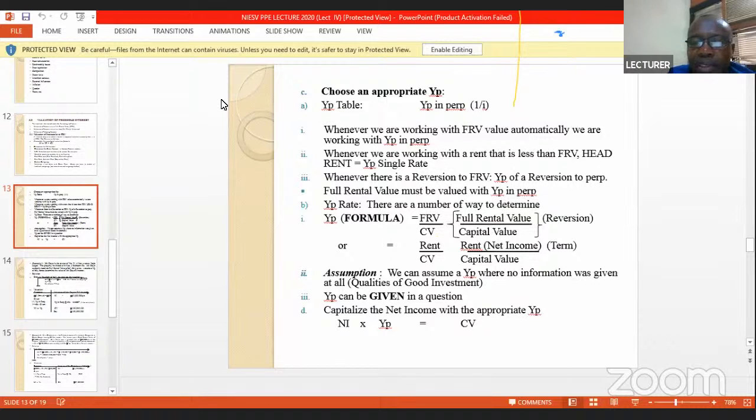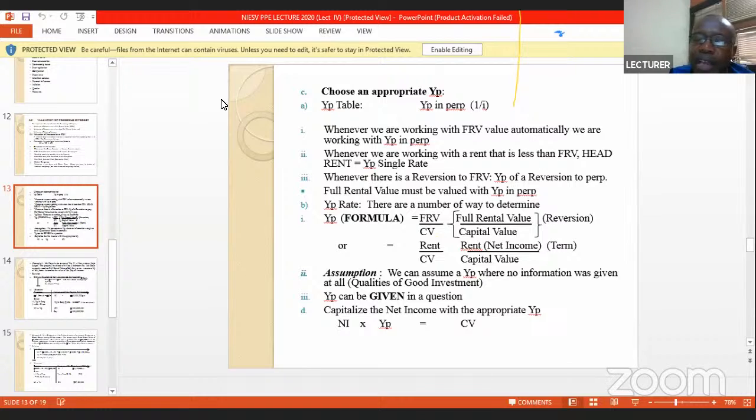So with these qualities, you check the investment you are valuing and then assume a YP. In most textbooks, they will say if it is a residential property, use between 7 and 9. If it is a commercial property, use between 5 and 7. If it is an agricultural property, use between 8 and 9.